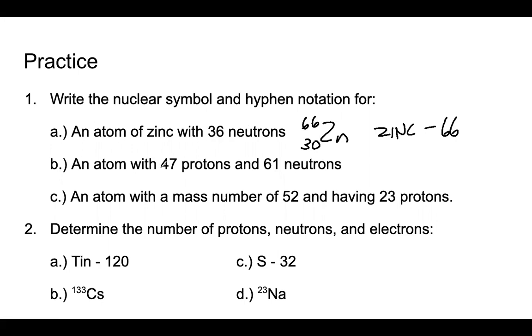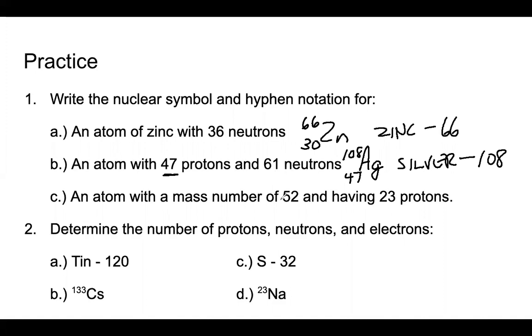All right, B, an atom with 47 protons and 61 neutrons. Okay, so to write the symbol, we have to figure out what element has 47 protons. So we look on our periodic table, and element 47 is silver, which is Ag. So 47 protons, and then to get the mass number, we add 47 and 61, and we get 108. And then our hyphen notation is silver-108.